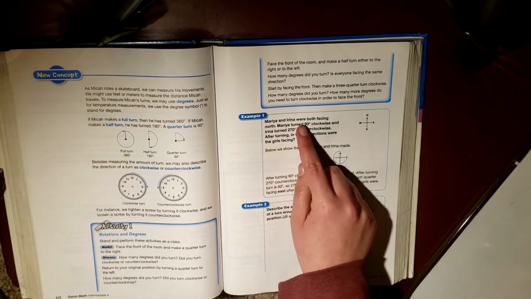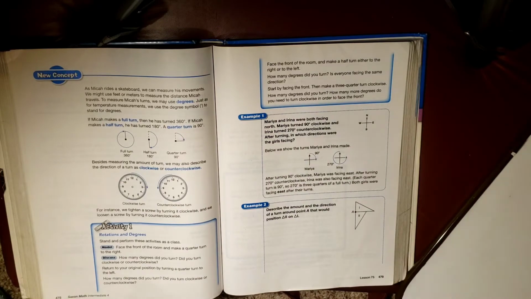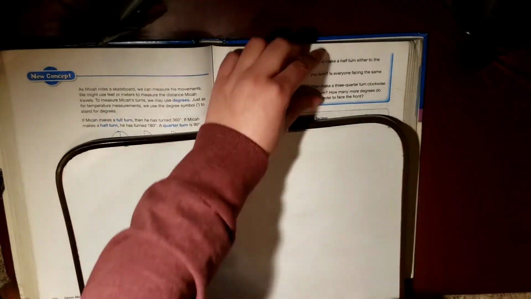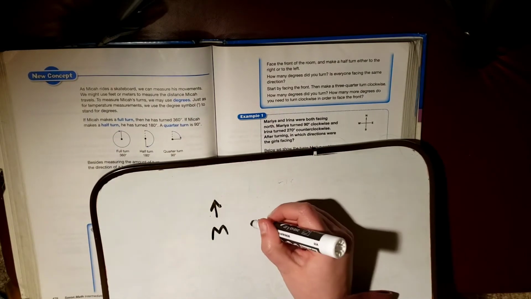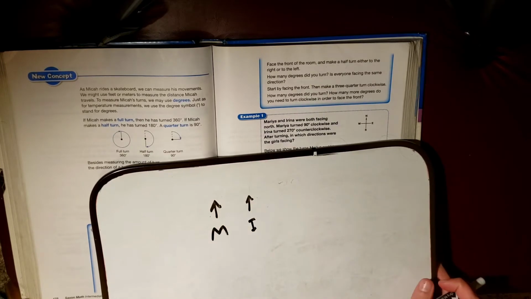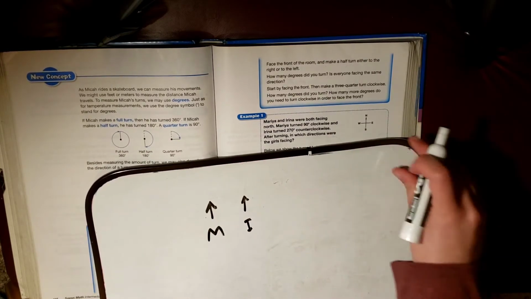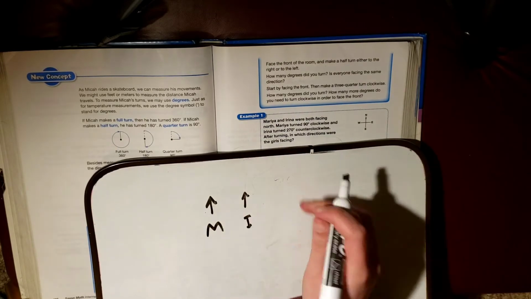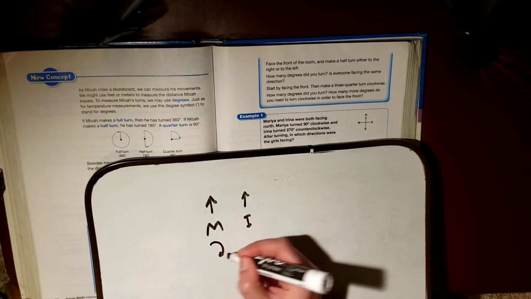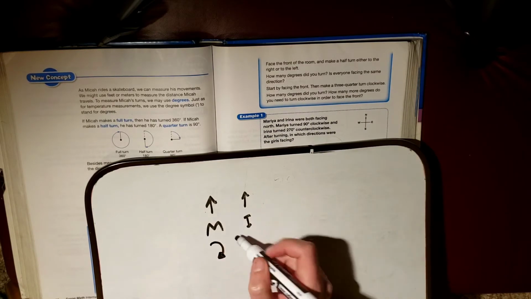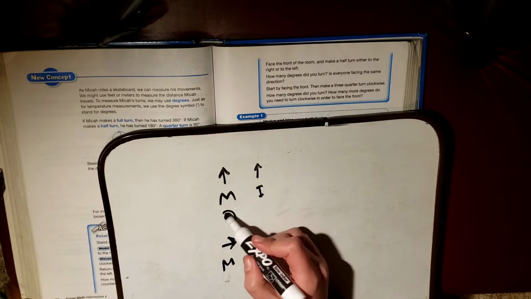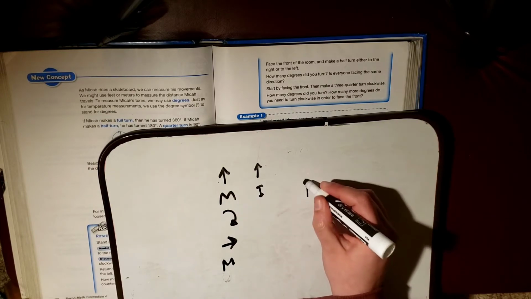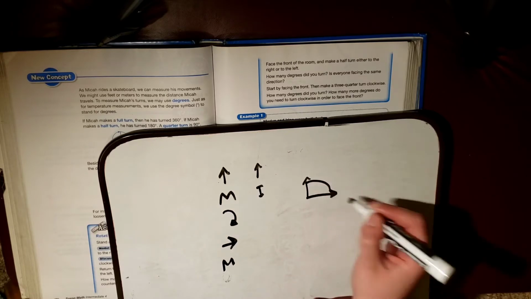It says Maria and Irina were both facing north. Maria turned 90 degrees clockwise. So let's just draw a little picture. Here's Maria. She's facing north. And Irina is also facing north. Maria turned 90 degrees clockwise. We know that a clock goes this way. So if she turned 90 degrees, now Maria's facing that way. So she just did a little turn from here to there. That's 90 degrees.